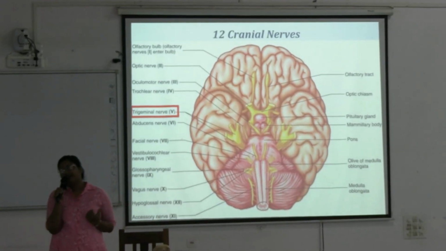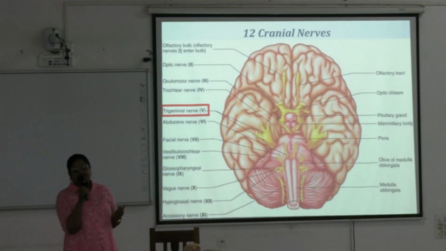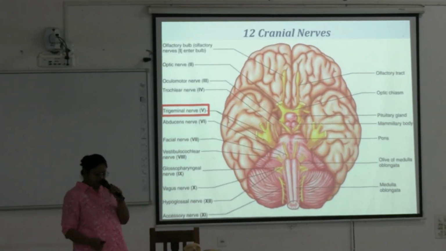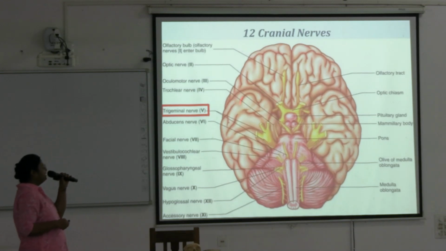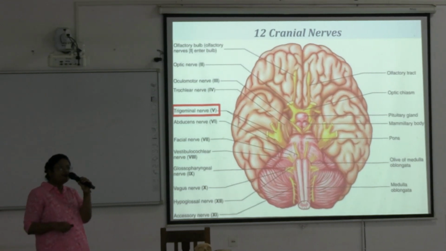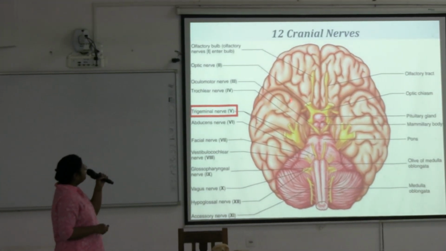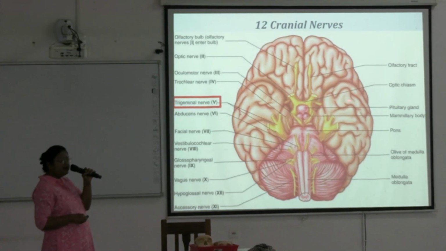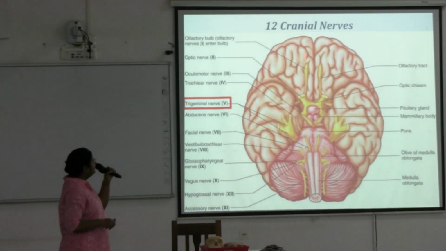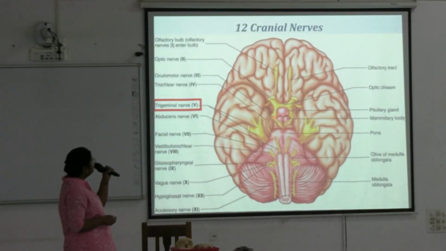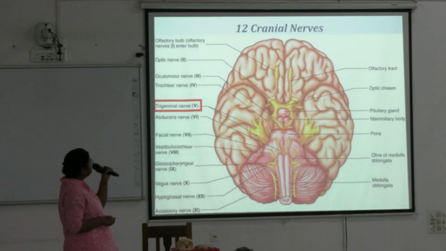Today we will discuss the trigeminal nerve, the fifth cranial nerve. See here the attachment of different cranial nerves over the base of the brain. This is the olfactory nerve, first cranial nerve. This one is the optic nerve forming the optic chiasma, second cranial nerve. Here is the oculomotor, third cranial nerve. This is the fourth, trochlear nerve.